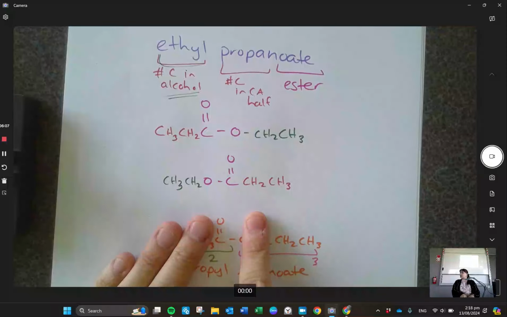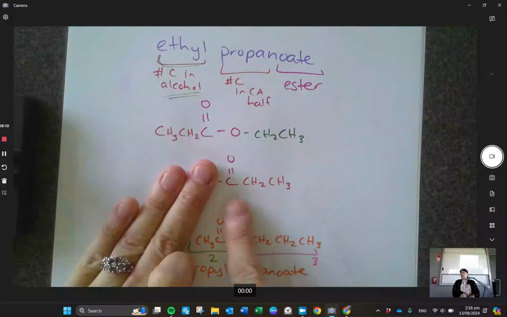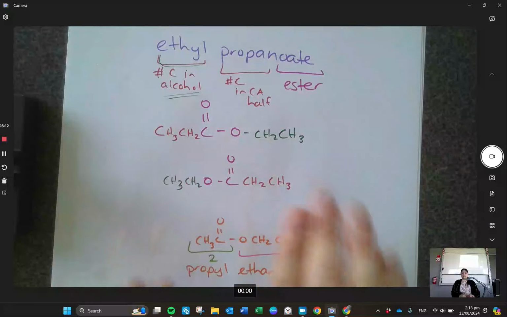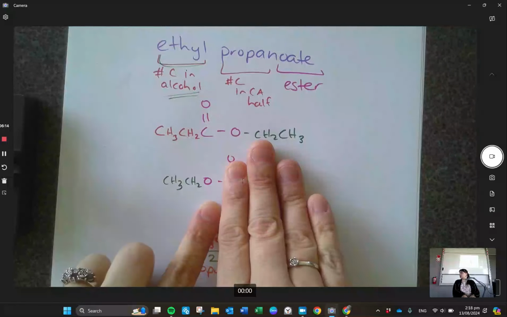This is also another way to draw it. Because if you cover this up, this is still the carboxylic acid component with the 3 carbons. That's still the ethanol with the 2 carbons.